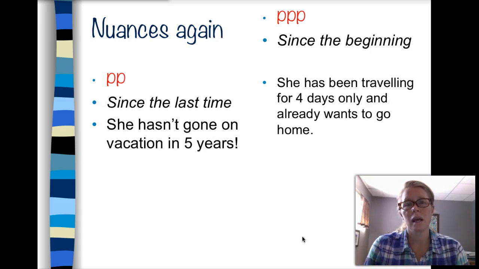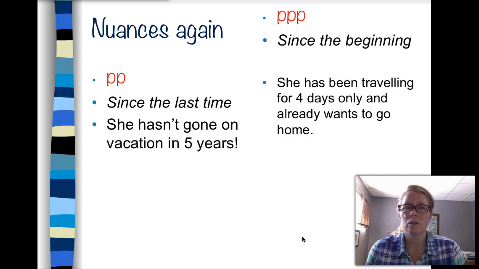More nuances. To differentiate the two, we could say the present perfect means since the last time. She hasn't gone on vacation in 5 years. It means it has been 5 years since she has taken a vacation. We don't really use a structure like that in English. It sounds weird. And PPP means since the beginning. So she has been traveling for 4 days only and already wants to go home. It means ever since she put the backpack on her back, she has not enjoyed a moment of her trip and she wants to go home. So it's been 4 days of misery.